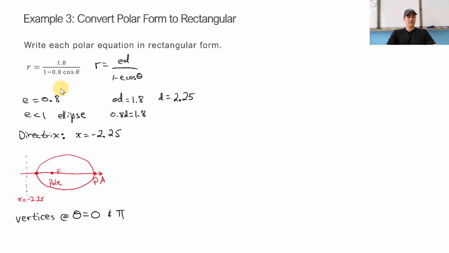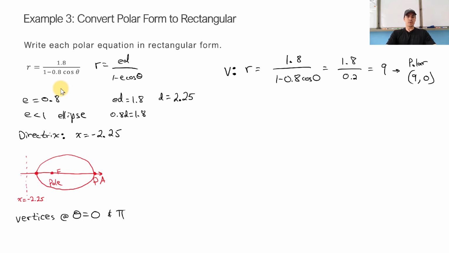Well, they're going to be at theta equals 0 and pi, right? So let's go ahead and start plugging in 0 and pi here. So r is equal to 1.8 over 1 minus 0.8 cosine of 0. So that's going to be 1.8 over 0.2, or 9, okay? So the polar coordinates here are going to be (9, 0), okay?